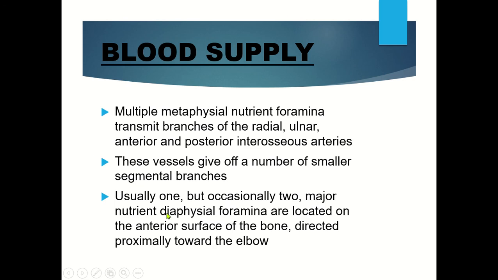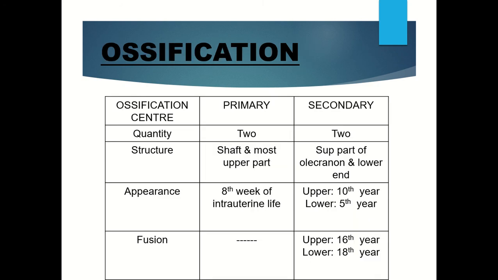On the blood supply, there are multiple metaphyseal nutrient foramina that transmit branches of the radial, ulnar, anterior, and posterior interosseous arteries. These vessels give off a number of smaller segmental branches, usually one but occasionally two. The major nutrient diaphyseal foramina are located on the anterior surface of the bone, directed proximally toward the elbow.